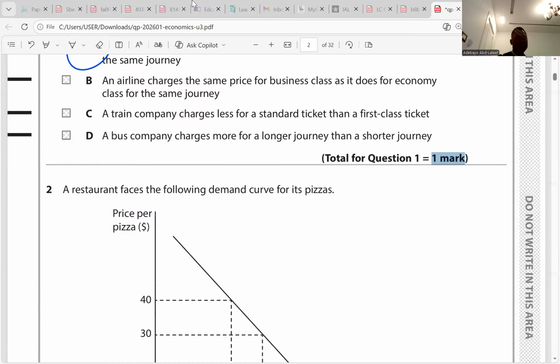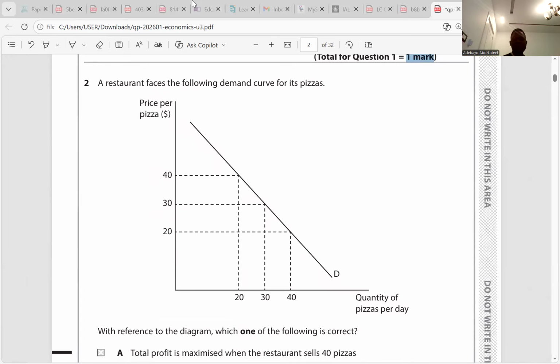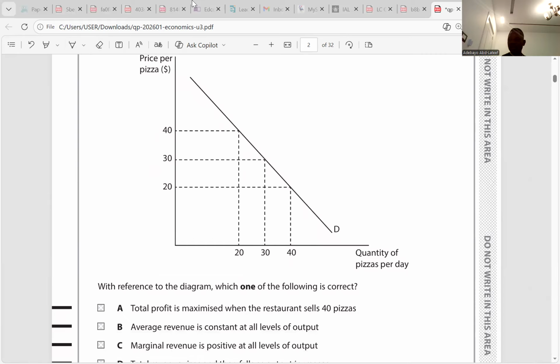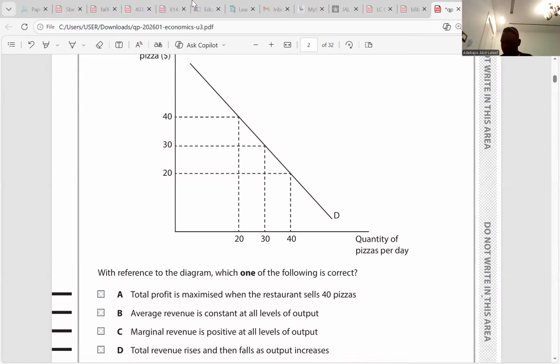They said a restaurant faces the following demand curve for its pizzas, the price and the quantity. With reference to the diagram, which one of the following is correct? Total profit is maximized when the restaurant sells 40 pizzas. We don't have the cost, so you don't know about the cost. Because profit is total revenue minus total cost. So we don't have the cost.